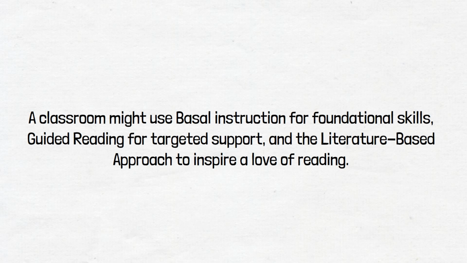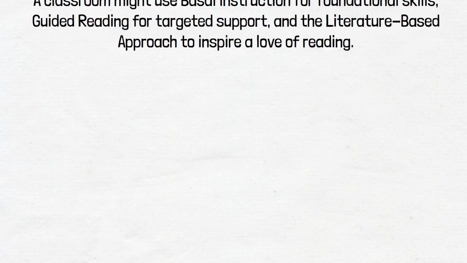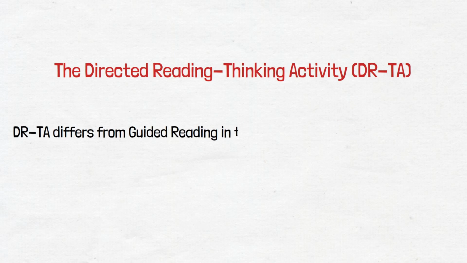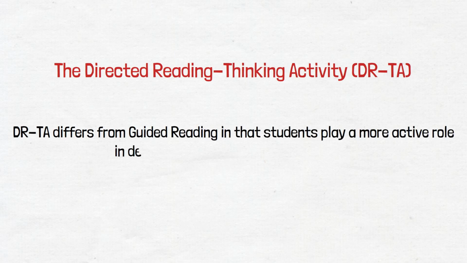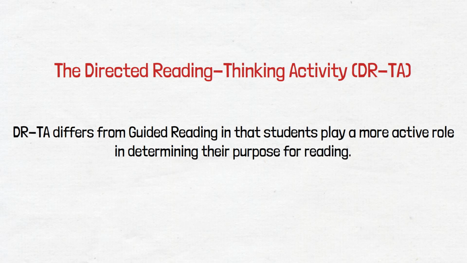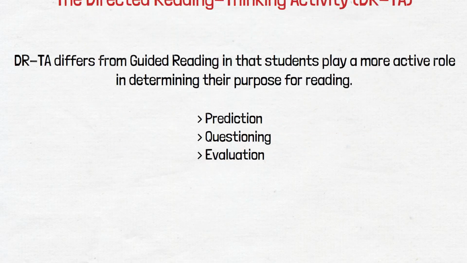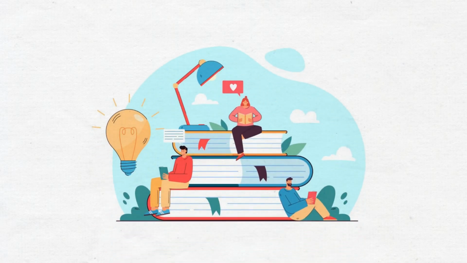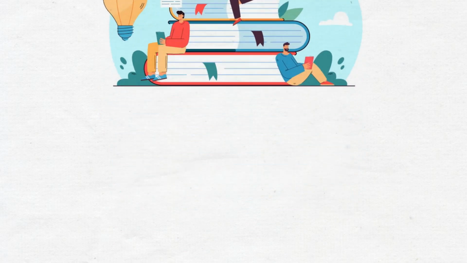In addition to the primary approaches, educators can incorporate complementary strategies like the Directed Reading Thinking Activity, DRTA, to promote critical thinking and active engagement. DRTA differs from guided reading in that students play a more active role in determining their purpose for reading. This method encourages prediction, questioning, and evaluation, fostering independence and analytical skills. By guiding students to interact with texts thoughtfully and reflectively, DRTA creates a more interactive reading experience.